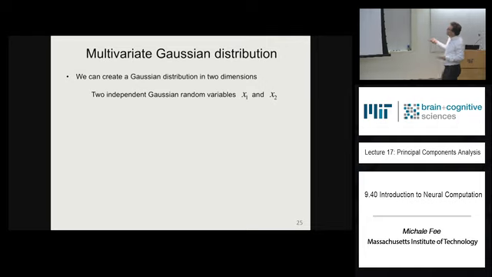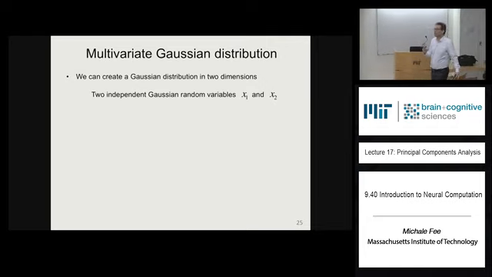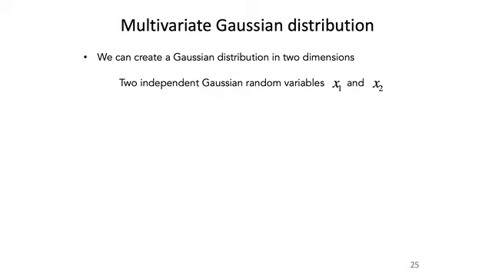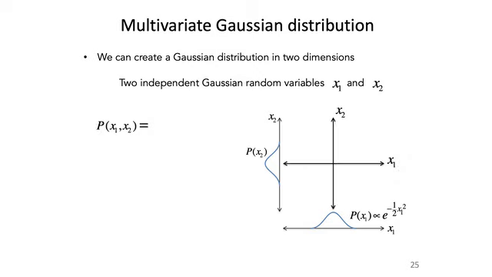Okay, so let's build up a Gaussian distribution in 2 dimensions. So we have, again, our Gaussian random variables, x1 and x2. We have a Gaussian distribution where the probability distribution is proportional to e to the minus 1/2 x1 squared. We have a probability distribution for x2. Again, probability of x2. We can write down the probability of x1 and x2, the joint probability distribution, assuming these are independent. We can write that as the product of the 2 probability distributions, p of x1 and p of x2.